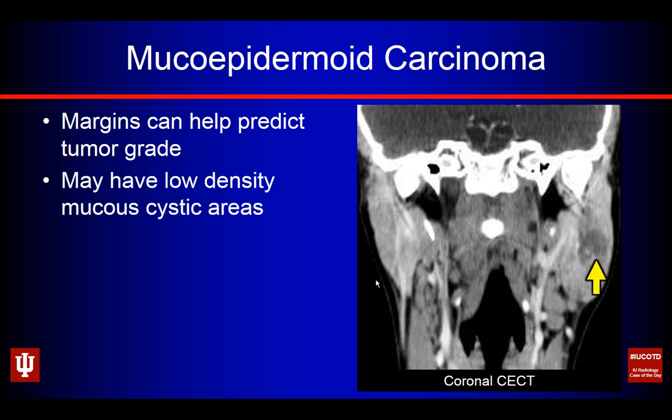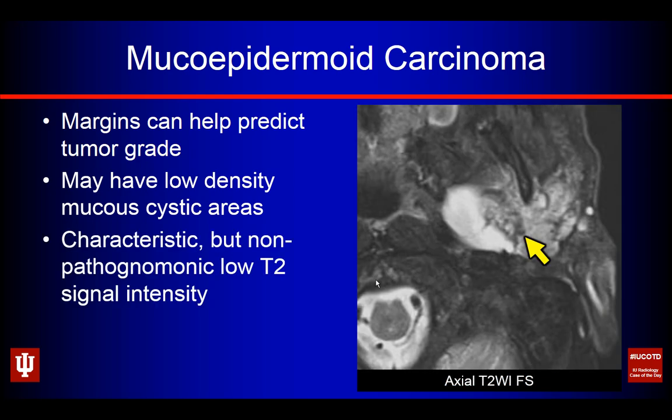Mucoeps can have these low-density mucocystic areas. You can see the arrows pointing at one right now. Therefore, they've got areas internally that tend to be T2 bright, but pay attention to the areas that are T2 dark. I honestly think that's more important than the T2 bright stuff. They used to say, oh, if you see T2 bright in a salivary gland tumor, it's probably benign. False. You can have malignant tumors that are T2 bright within the salivary glands.